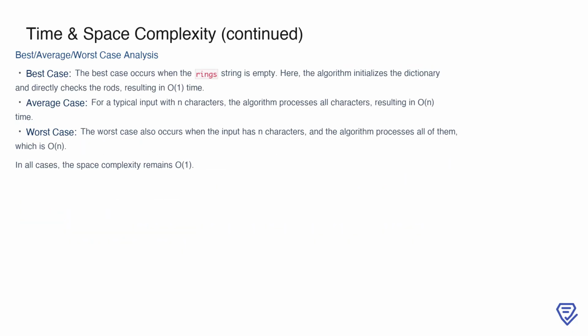Now, let's examine the best, average, and worst-case scenarios for the algorithm. In the best case, the ring string is empty. The algorithm simply initializes the dictionary and checks the rods, which requires constant time, O(1). For the average case, where the input contains n characters, the algorithm processes all characters, resulting in O(n) time. Similarly, in the worst case, the input still has n characters, and the algorithm processes every one of them, so the time complexity remains O(n).